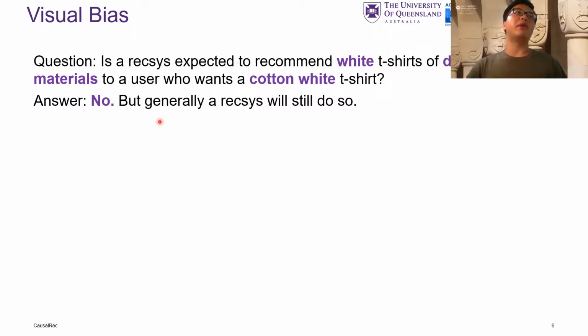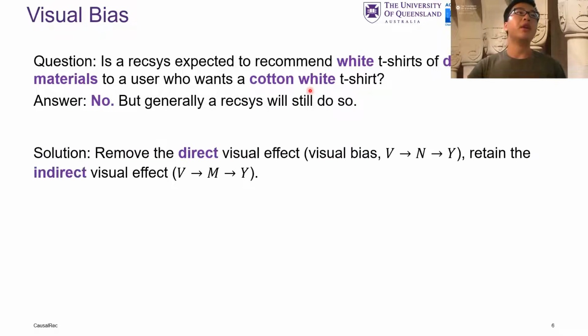But usually the recommendation will do so because they will have the same visual feature, and this recommender system will just recommend these t-shirts to the user. So how to deal with this problem? The basic idea is to remove the direct visual effect, which is defined as the visual bias in our model.